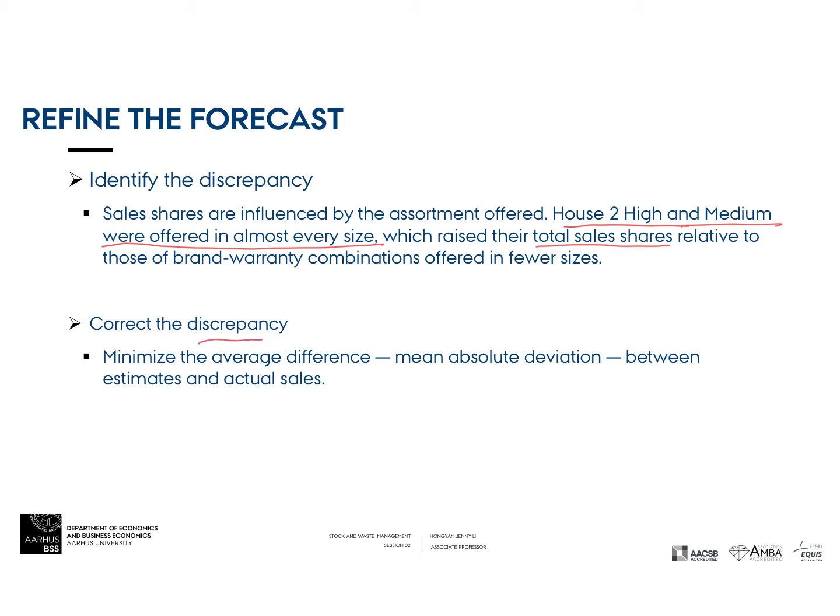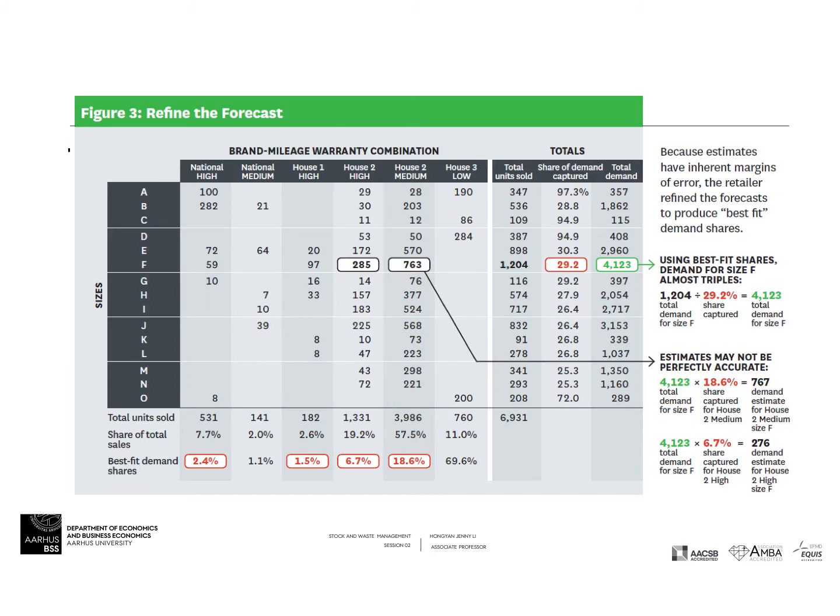And correct the discrepancy, so we try to minimize the average difference. So this mean absolute deviation between the estimates and actual sales may help you to reduce the error caused by the current estimate. So in the Excel, I have shown how to refine the forecast.